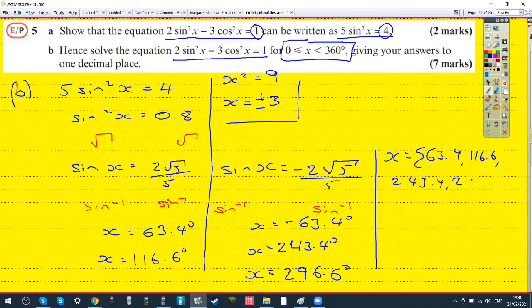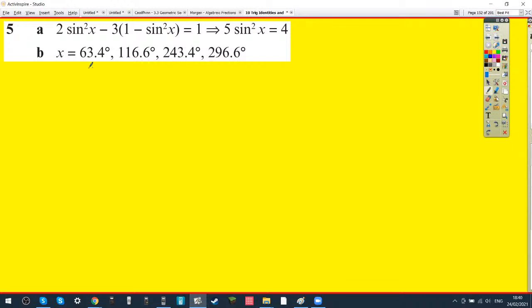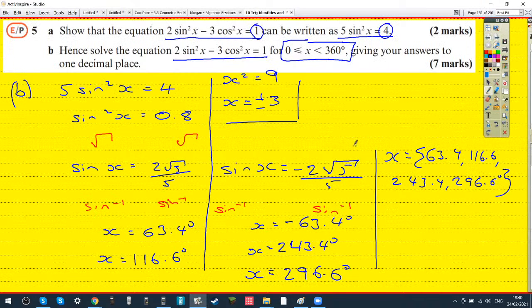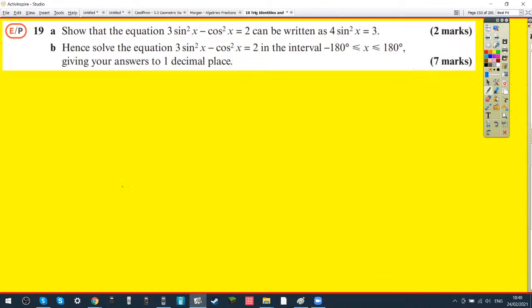243.4, 296.6 degrees. They probably simplified those down, did they? No? Great. Yeah. So this type was a more straightforward way of solving it. You just divide both sides by 5 and then square root both sides. So you could have done the A thing and then changed it back, but you don't really need to. It was just kind of a straightforward type. Okay. So how would you start part B for this one?